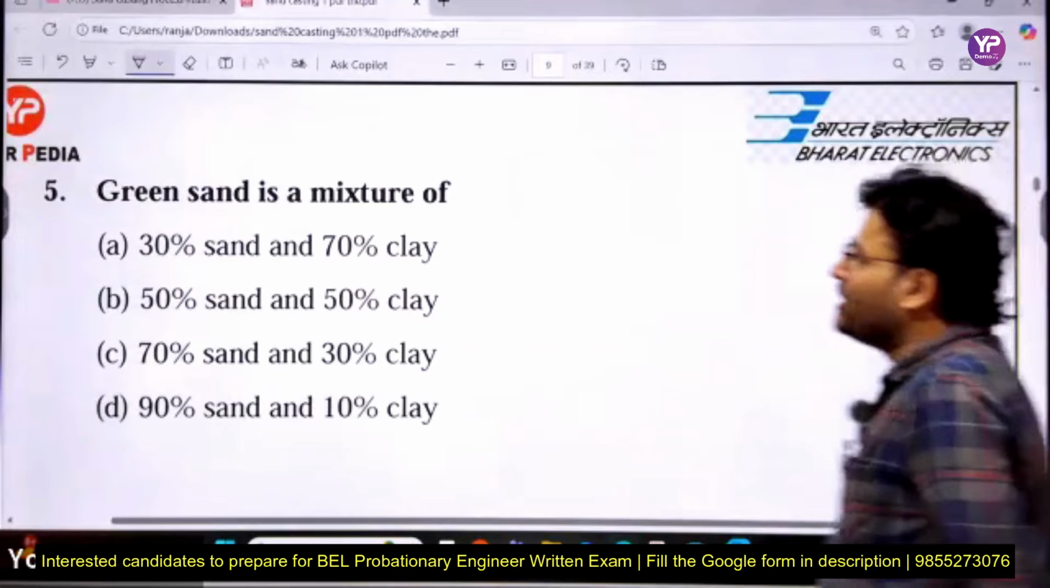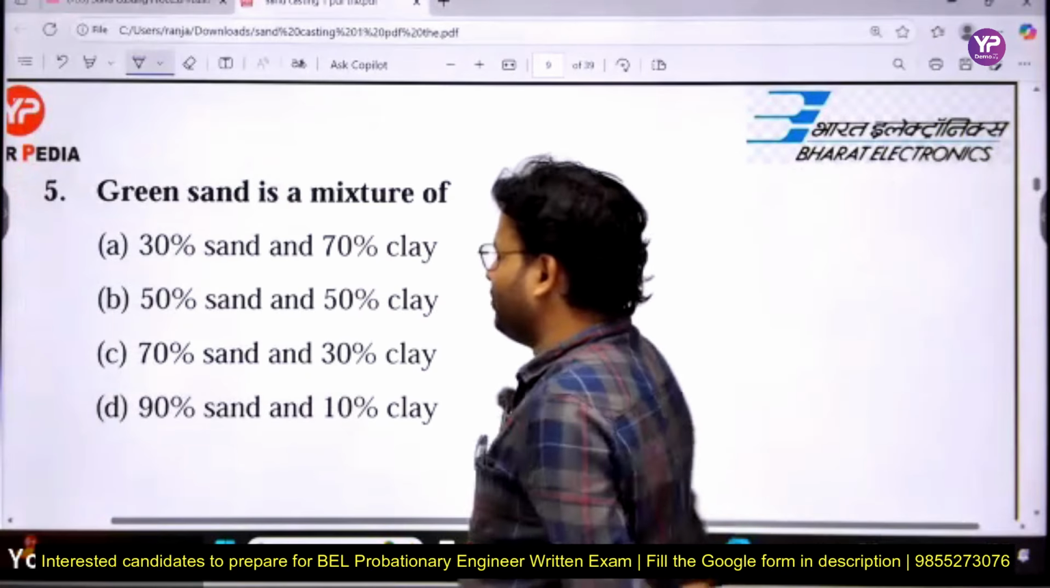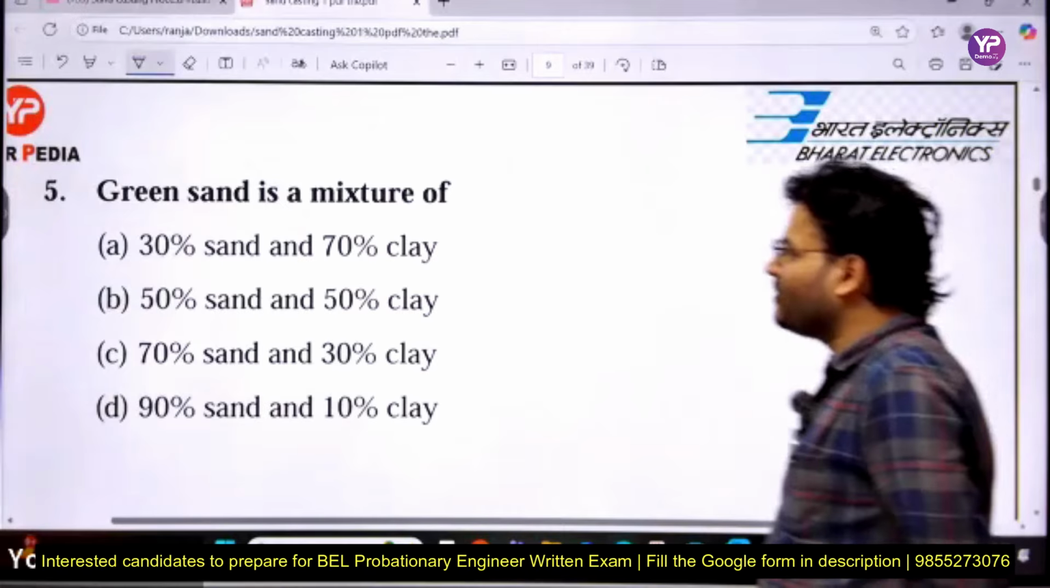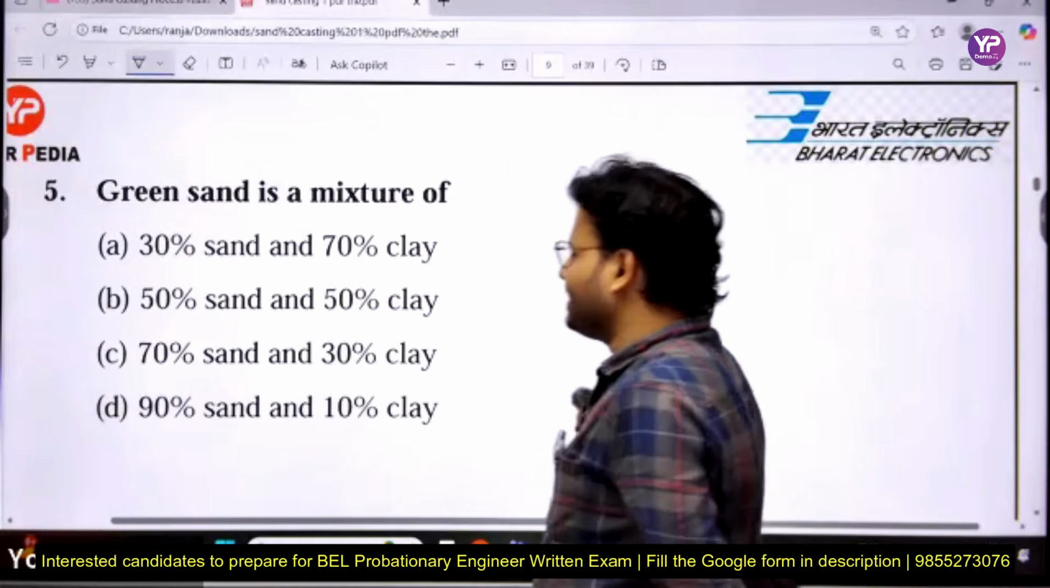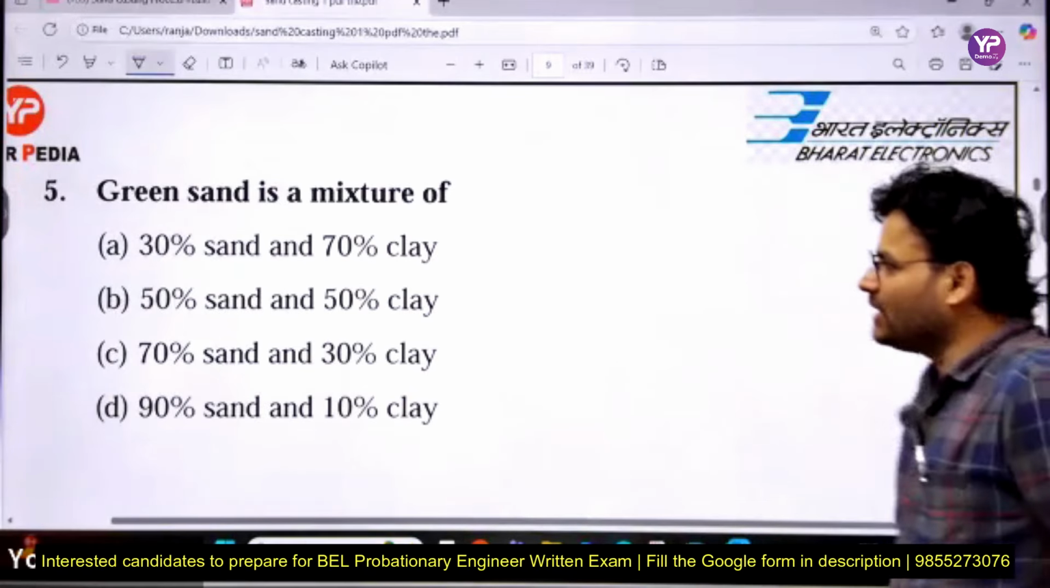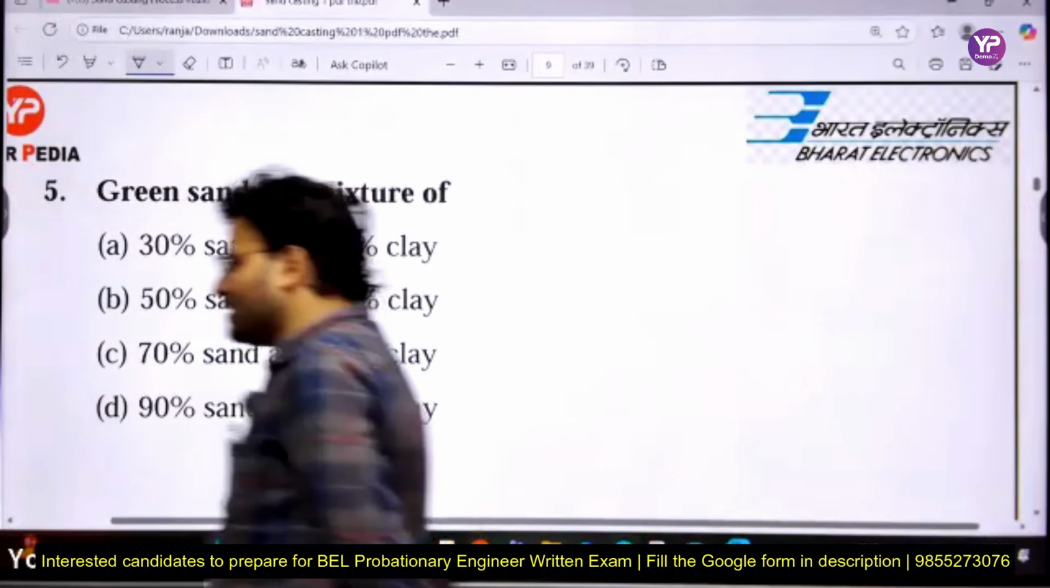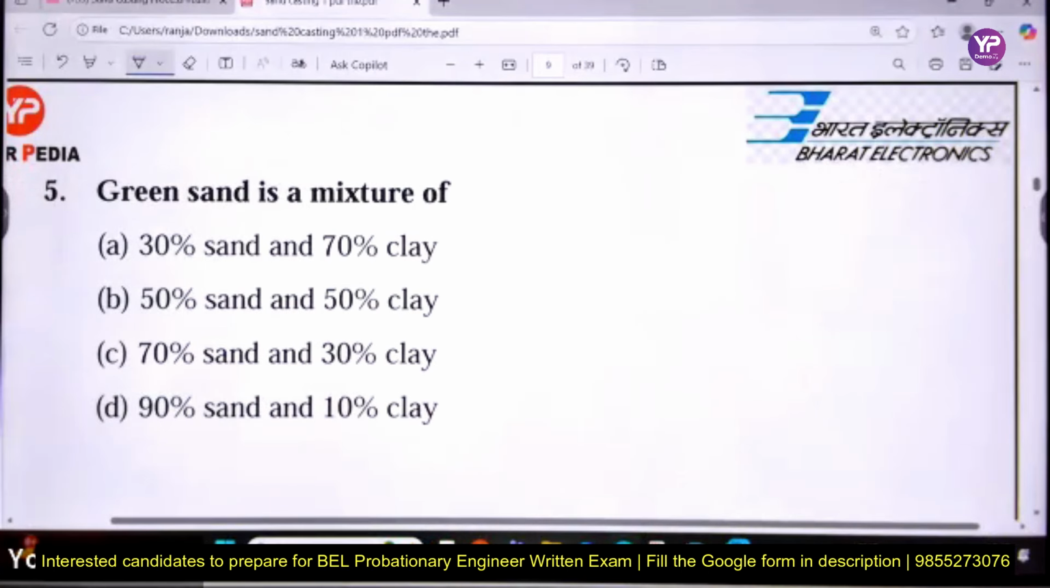Now, this is another question. Green sand is a mixture of: 70% sand, 30% sand and 70% clay, 50% sand, 50% clay, 70% sand, 30% clay, or 90% sand and 10% clay. What do you think? Green sand is a mixture of what? Everyone has to answer.